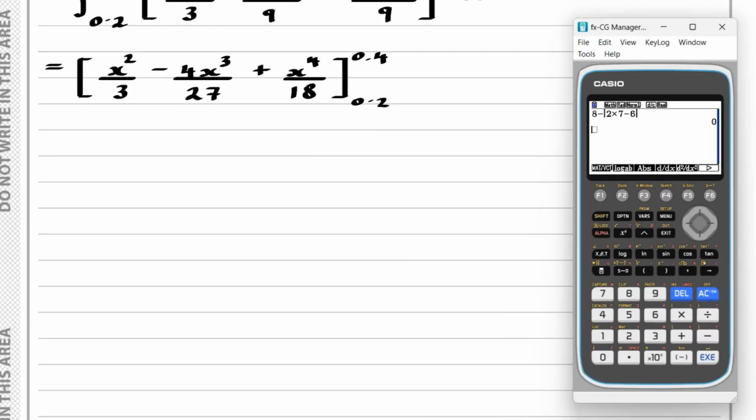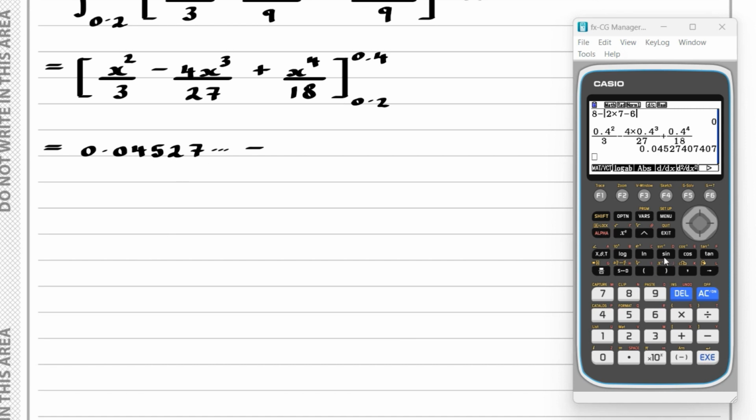So if I work out what this is equal to, for our upper limit we've got 0.4 squared over 3, subtract 4 times 0.4 cubed over 27, plus 0.4 to the 4 over 18. So we get a value of 0.04527, etc.